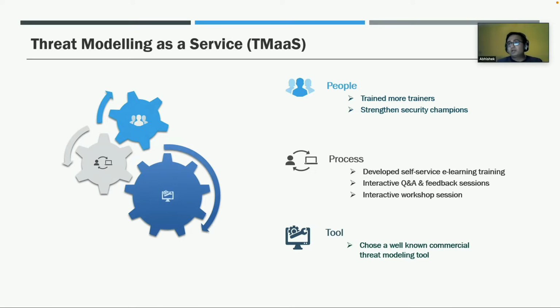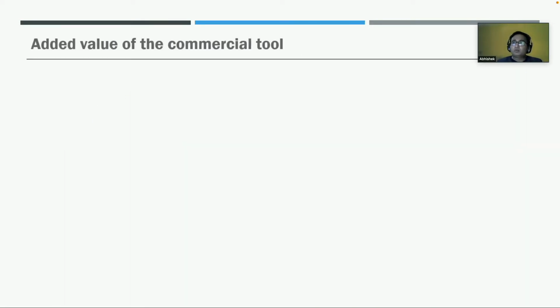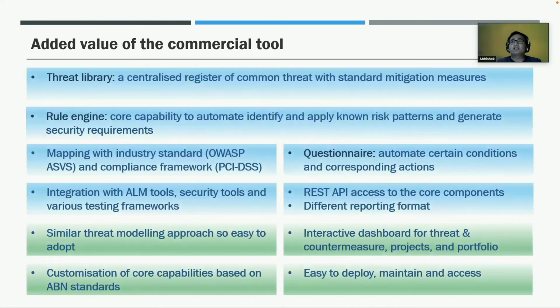And what did it bring to us? What was the added value and what magic did it create, basically? So the core qualities of the tool are its threat library, its rule engine, and the questionnaire.